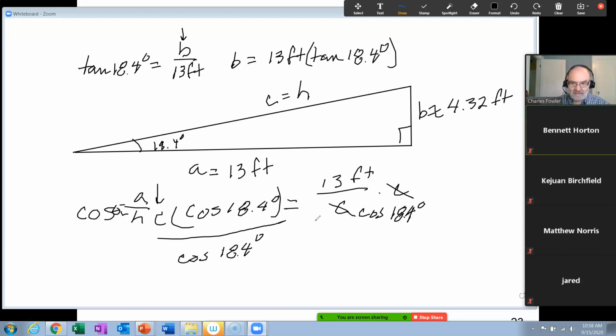And what do you get? At least in my calculator, I get C is equal to, I'll write it here, approximately equal to 13.7 feet.